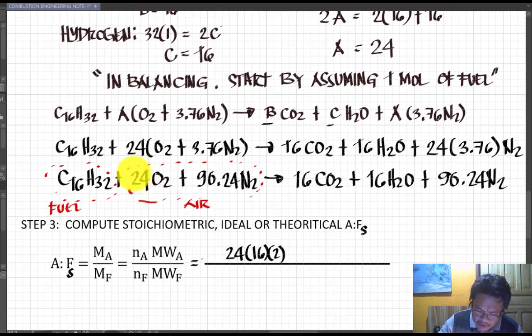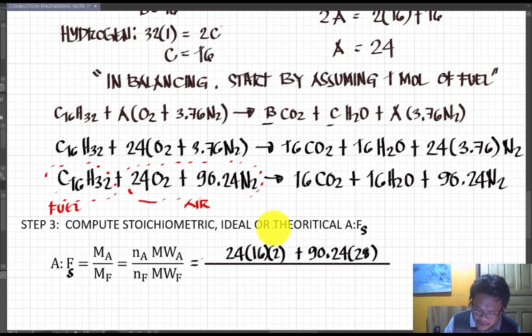Then last, we have the moles of your nitrogen, that will be 90.24 times 2. So nitrogen, the molecular weight, that will be 28 for the nitrogen. Then divided by the mass of fuel. So we have your fuel, that is hexadecene, C16H32. So that will be 16.